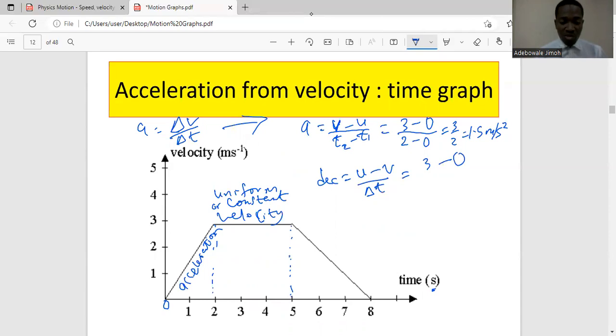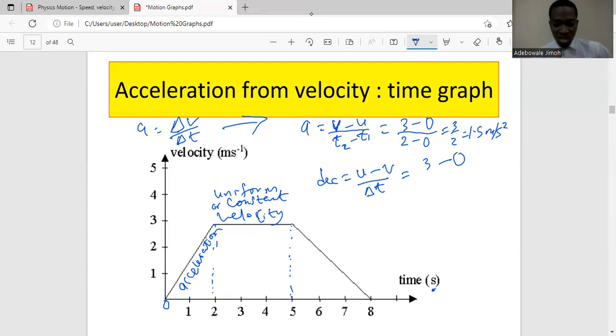The object accelerated from here to here. If you are dealing with this part of the motion, this is the initial velocity and this is the final velocity. If you are dealing with this part, which is deceleration, this is the initial velocity, and the end is the final velocity. So our velocity here at the end is 0, which corresponds to 0 on the vertical axis. What about our time? It will be the time taken for this to happen.